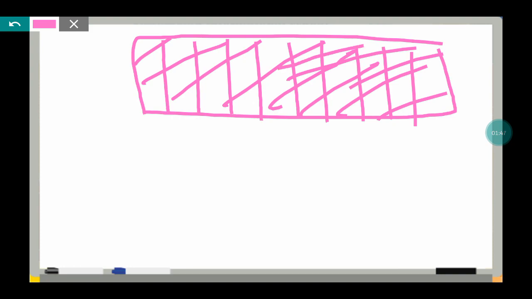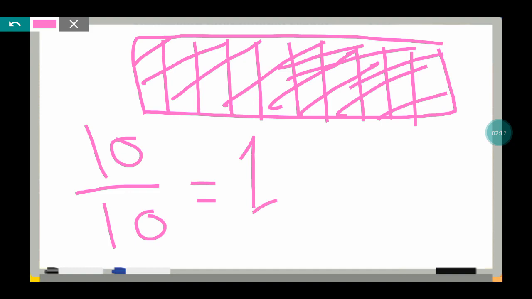and I ask you to represent these shaded parts, you will count all shaded parts, which will be 10 as the numerator. As we know, numerator represents how many shaded parts and denominator represents how many equal parts. Okay, then we have 10 as the numerator and 10 as the denominator. Then 10 tenths equals what? Equals 1, as we know.